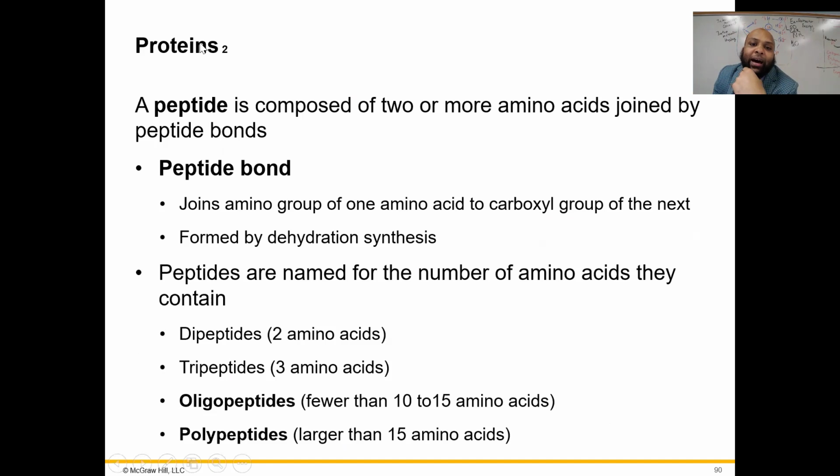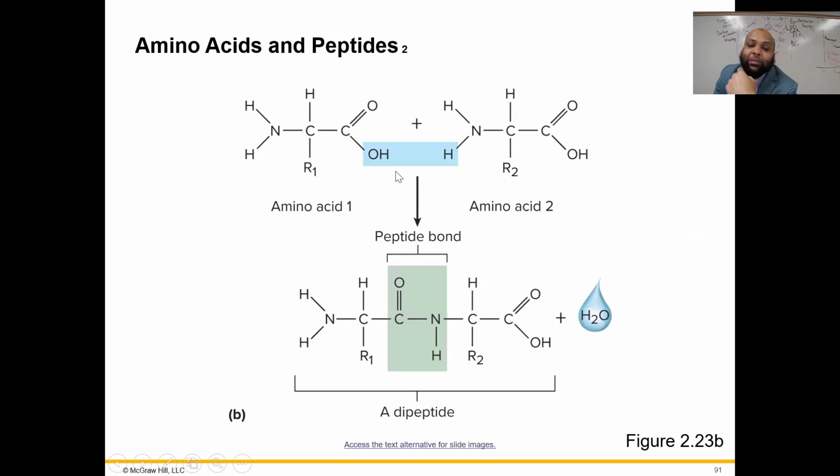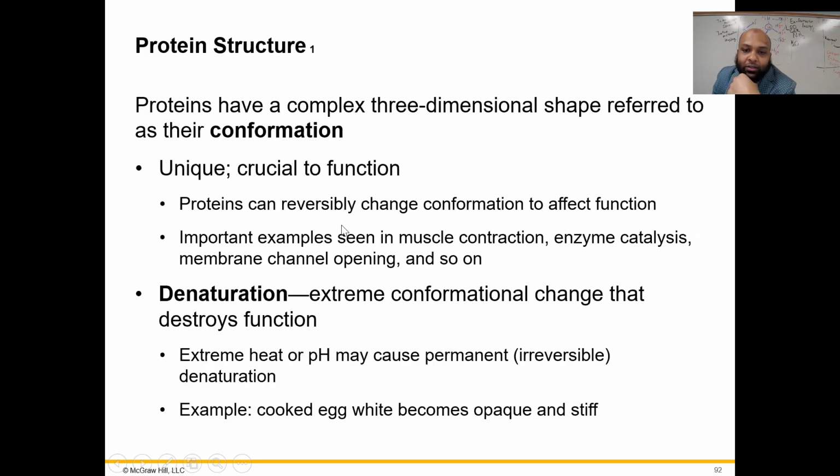Now we move to peptides. These are proteins. When 2 or more amino acids are joined together, what's the name of the bond we said? Peptide bond. You see the peptide bond? It's just like a glycosidic bond. The glycosidic bond is formed by removing water, dehydration. So is the peptide bond. We remove the hydroxyl group and the hydrogen proton to make a peptide bond.